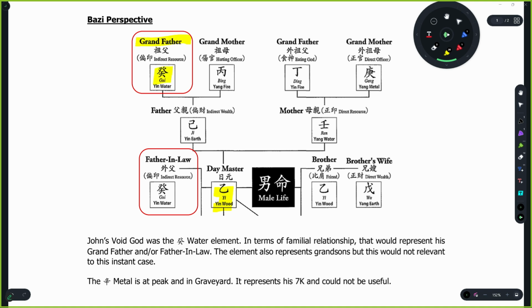Kueh water is the grandfather and also the father-in-law. Kueh water would also be the grandson, but for a 17-year-old unmarried person, let's not take grandson to be something he can work on. And so it was his grandfather that refused the ransom money.